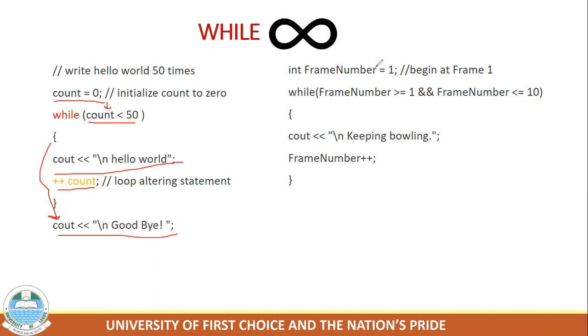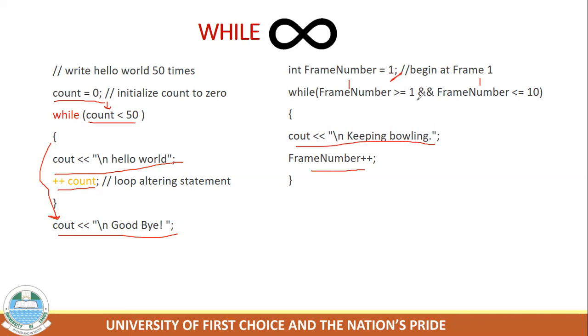Our frame number is 1. That is to say, begin at frame 1. So while frame number is greater than 1 and frame number is less than or equal to 10. Your starting criterion is 1. So it will display keep bowling. It increments the frame number to 2. Is 2 greater than 1? Yes. And is 2 less than or equal to 10? Yes, it's less than 10.